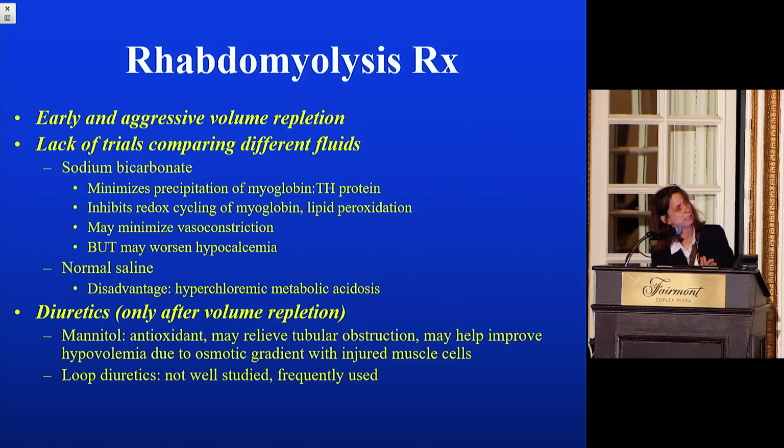It's not clear what fluid you should use. It's either normal saline or bicarbonate. There is a theoretical benefit to bicarbonate. In animal studies, it minimizes the precipitation of myoglobin. It may inhibit free radical injury by inhibiting redox cycling. It may inhibit the vasoconstriction. It could worsen the hypocalcemia, which is not uncommon with trauma-related rhabdomyolysis.